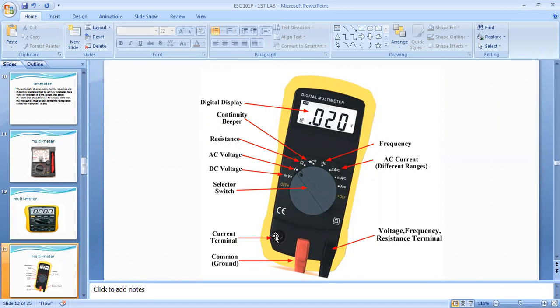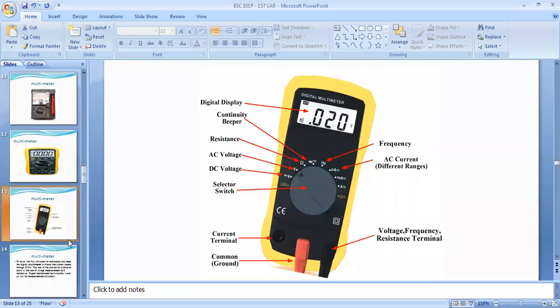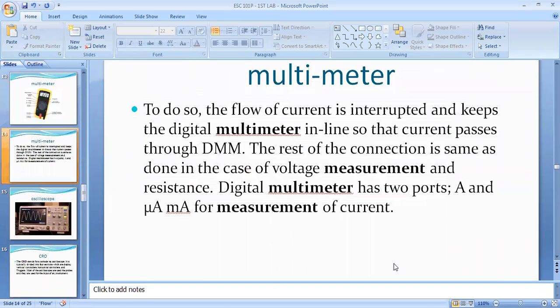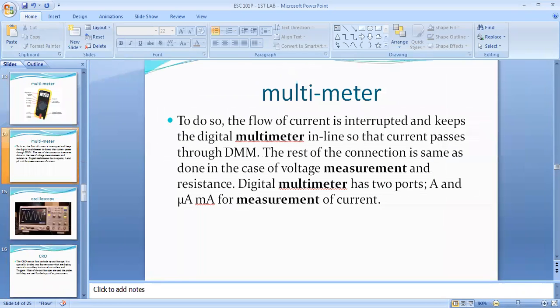When we want to measure the current, just open this terminal and connect to this socket. This is the common terminal, the common jack for all. Now this is the multimeter definition and working. We already discussed what the multimeter is and what its function is.